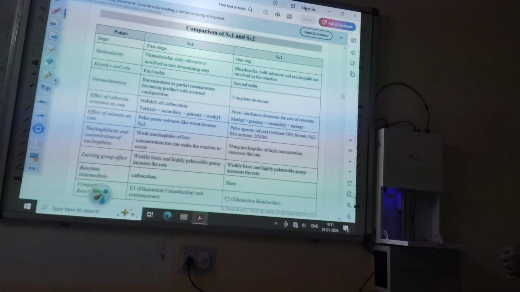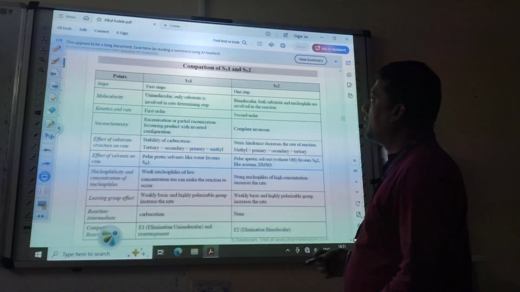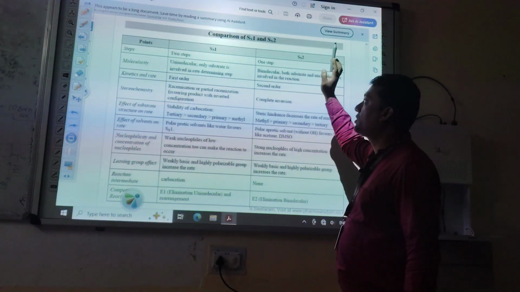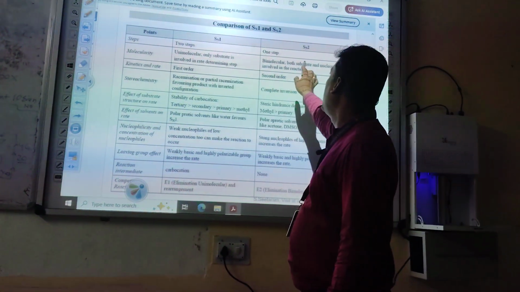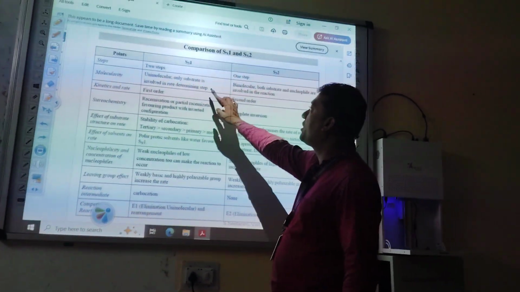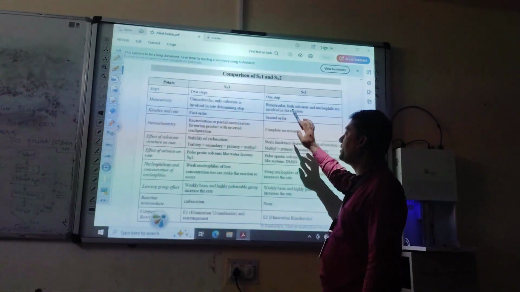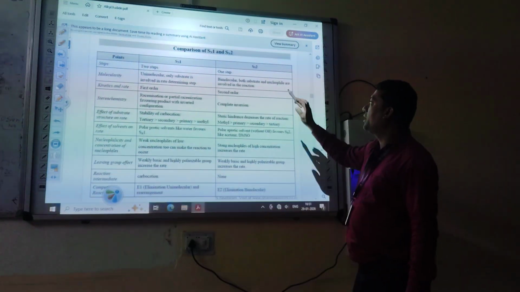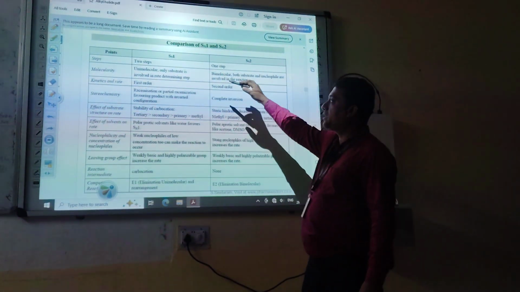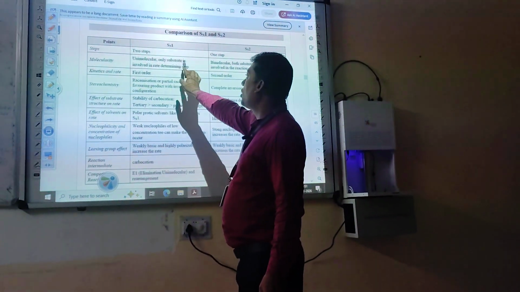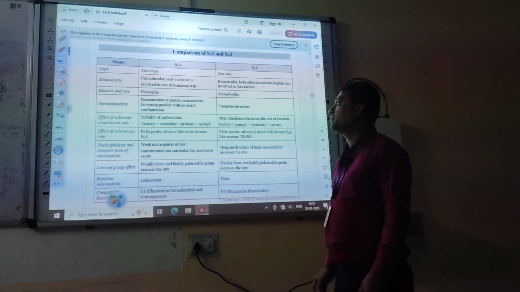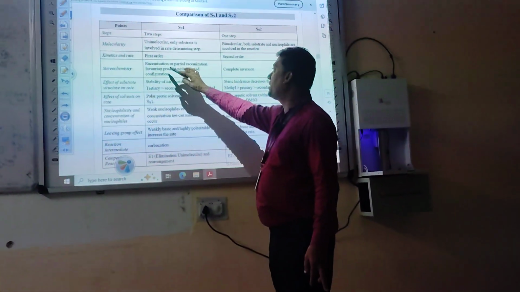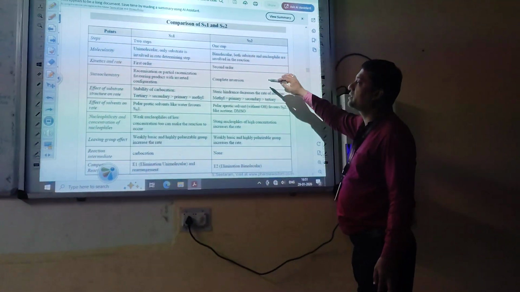Another comparison between SN1 and SN2 reaction. SN1 is a two-step reaction. SN2 is a one-step reaction. Molecularity: SN1 is unimolecular, SN2 is bimolecular. In SN1 only the substrate is involved in the rate-determining step, but in SN2 both substrate and nucleophile are involved. The kinetics of SN1 is first order, here it is second order. Stereochemistry: racemization in SN1, complete inversion in SN2.